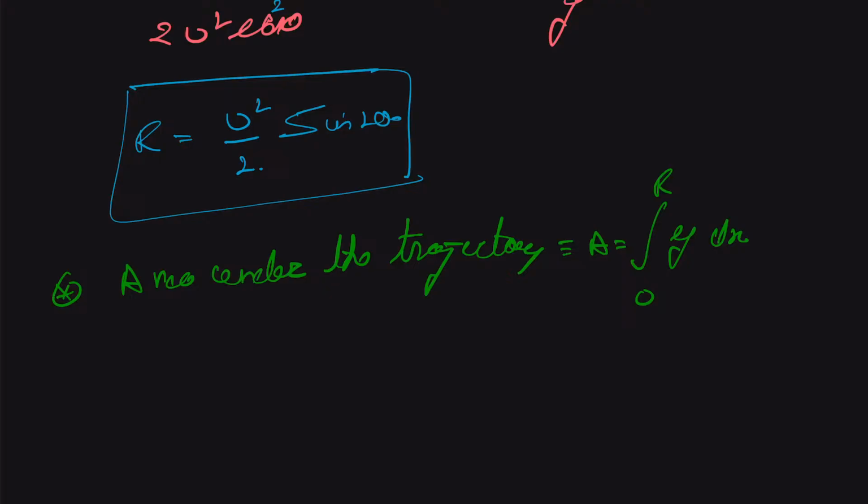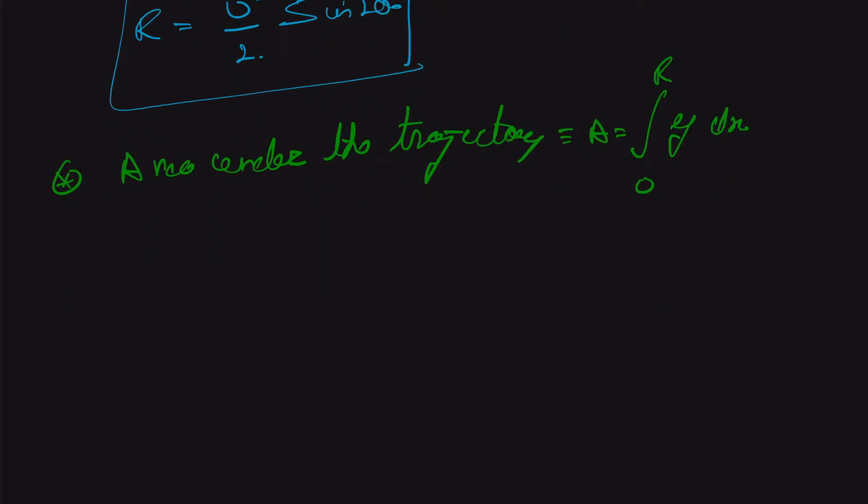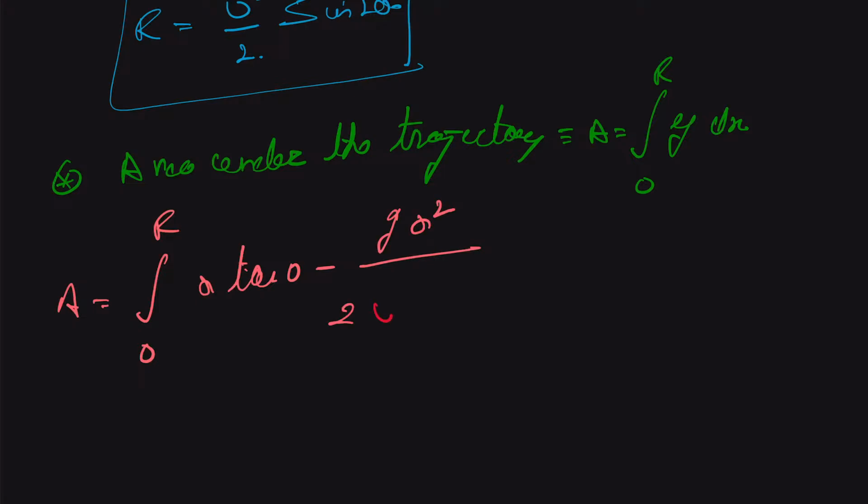And we already know the equation for our y, therefore we can write that our A will be equal to the integration from 0 to R of x tangent of theta minus g x square upon 2 v square cos square of theta times dx.